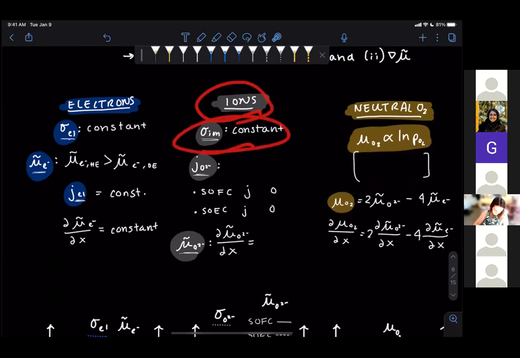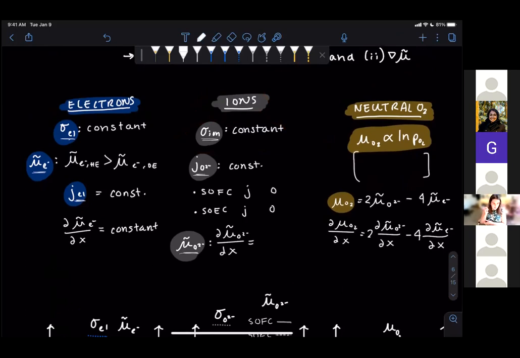So again, we're saying constant ionic conductivity. And in this case, because ionic and electronic conductivity are not equal and opposite, we can't necessarily say that we're going to know exactly what it is, but we'll say that this is going to be constant. For the solid oxide fuel cell, we already mentioned that we want our current to be greater than 0, and this is going to be the discharge case, and then it's going to be less than 0 in the charge case, which is the electrolyzer cell.